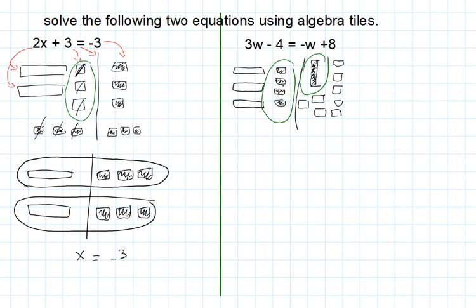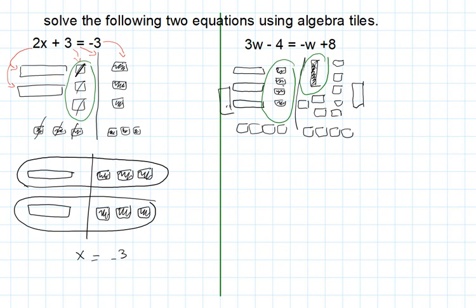So when we do this, now we need to know how do we get rid of them. -4, you get rid of them by adding 4. And remember, what you do to one side, you have to do to the other side. On the right side, we have a -w we need to get rid of. So to get rid of a -w, you add a +w. And what you do to one side, you have to do to the other side.